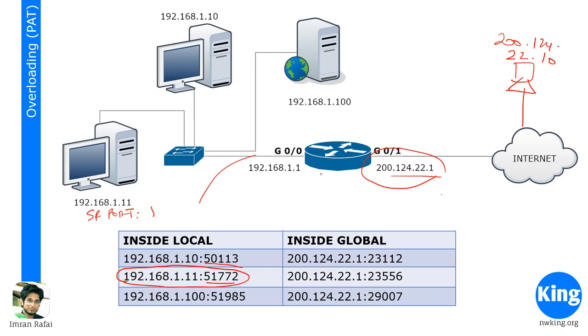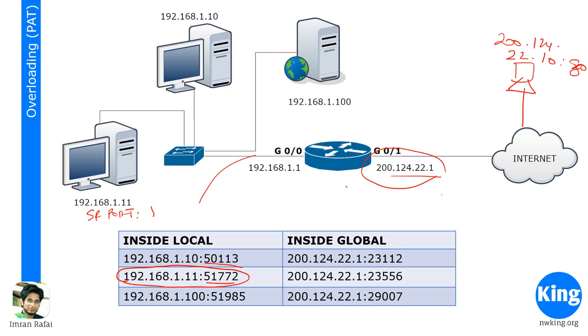The traffic's destination IP address is 200.124.22.10, and the destination port number is, let's say, 80, as it's going to the web server of this device. When it comes to this router, the router says, I see you want to go to the internet. So what I'm going to do is translate you.